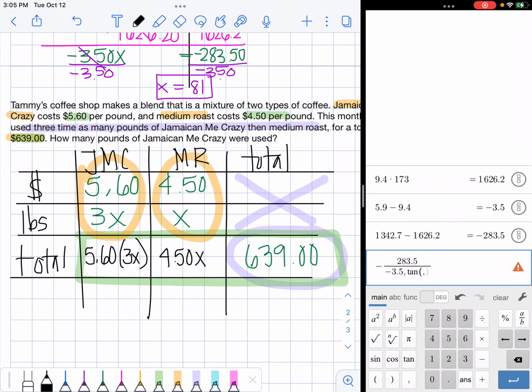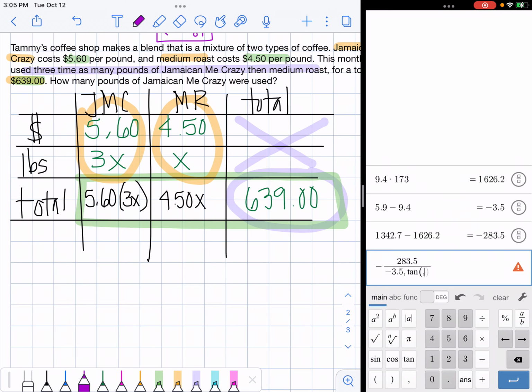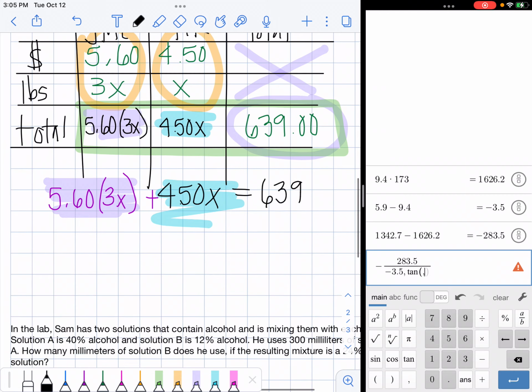Okay, so now to write my equation, I'm going to use everything in the green box. So down here, I'm going to say I have the total amount of money for Jamaican Me Crazy, which is how much it costs per pound times the number of pounds, plus whatever the medium roast is. So the medium roast we know costs $4.50 a pound, and I used X pounds. Total together, it's $639.